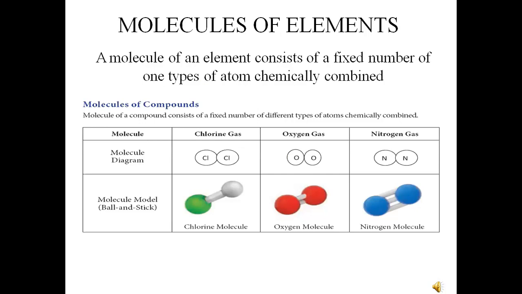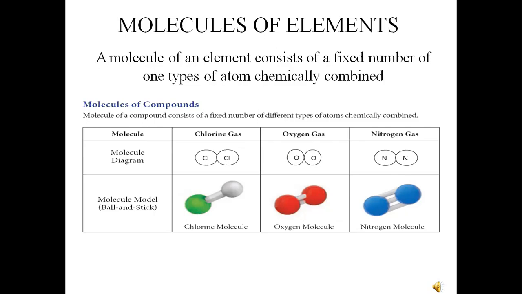The molecular diagram is Cl2, that is chlorine, O2 oxygen, N2 nitrogen. Here is the molecule model, the ball and stick model. For Cl2, two balls are given here. One is a Cl atom, and another one is another chlorine atom.